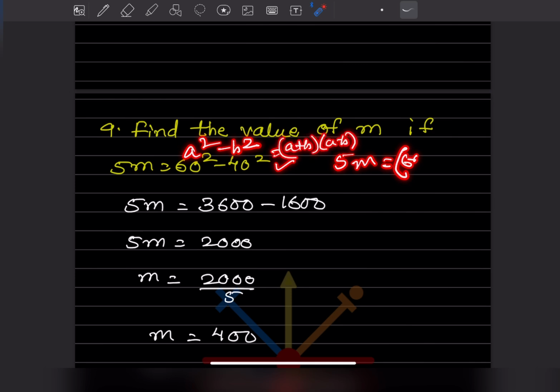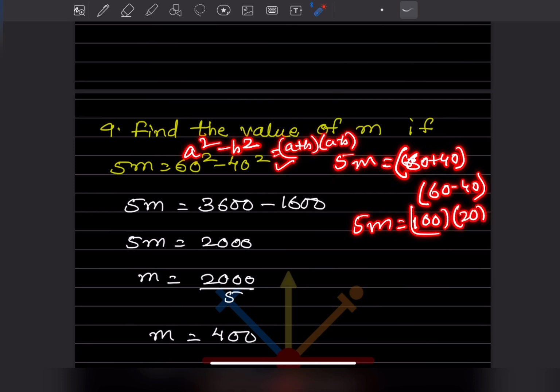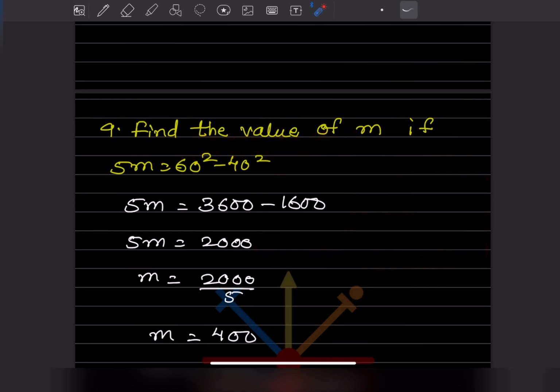So you can write here 60 plus 40 into 60 minus 40. So what will you write here? 5m will be 60 plus 40 means 100, and this is going to be 20. So 5m, when you multiply, is going to be 2000. Can you see this step? Both ways you can write it, or you can directly multiply 60 into 60, that is 3600, and this will be 1600. And when you subtract, you get 2000.